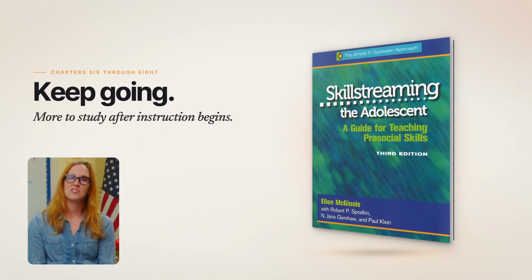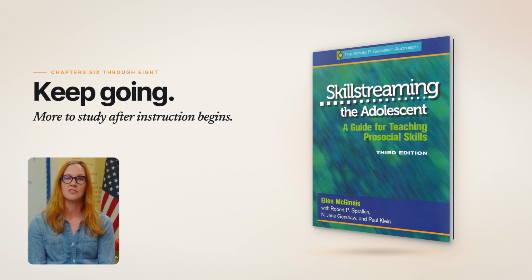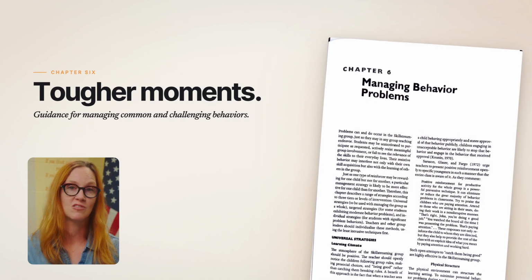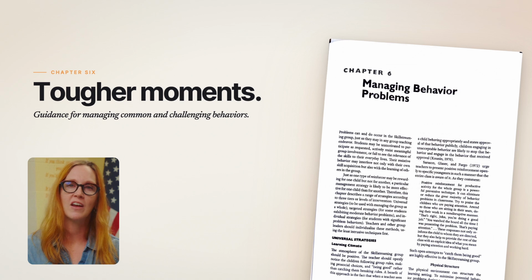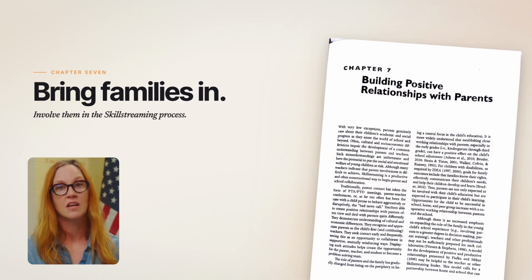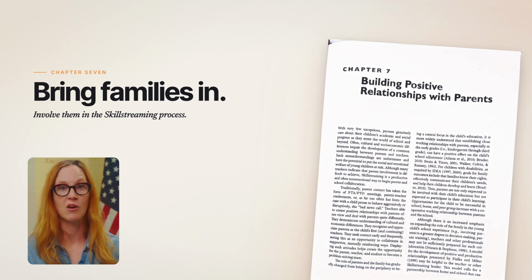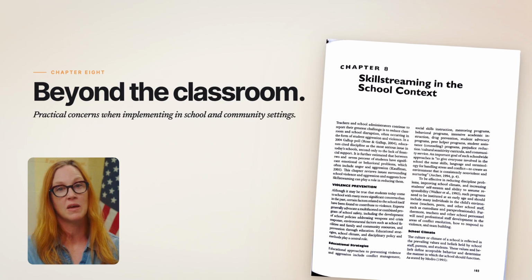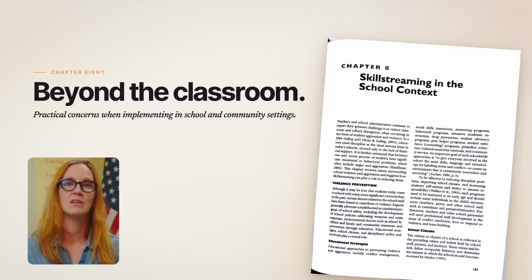Continue learning with chapters 6 through 8, along with the appendices in the Guide for Teaching. These chapters may be studied after you've begun instruction. These sections provide helpful guidance for managing common and challenging behaviors, involving families in the Skillstreaming process, and addressing practical concerns that may arise when implementing this approach in school and community settings.